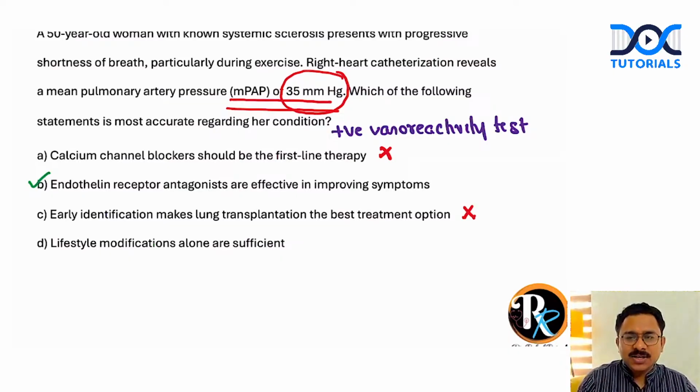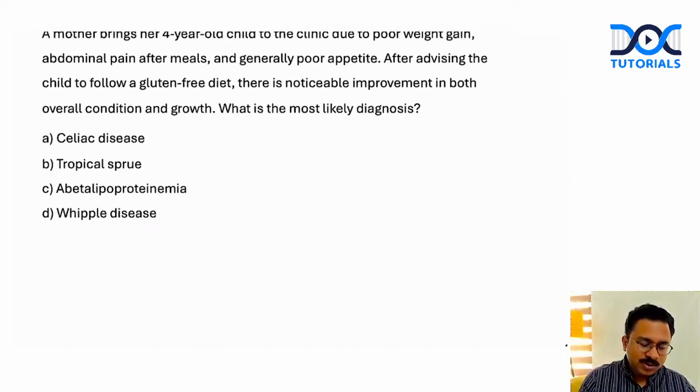Lifestyle modification alone is sufficient for pulmonary hypertension? No, it is not a condition where lifestyle modification is going to do any sort of magic. You will have to go for aggressive medical management. Okay, so for this question, answer is option B. Let us go to the next question.